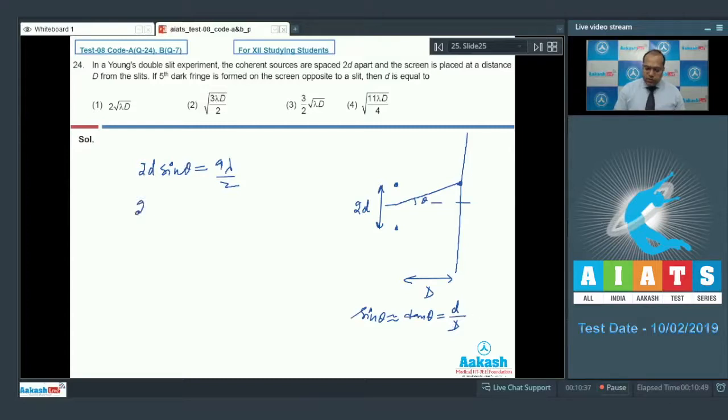So if I substitute this, 2d into d by capital D is equal to 9 by 2 lambda. So from here the value of small d comes out to be 3 by 2 under root lambda into D. So option 3 is the correct answer. Let's move to question number 25.